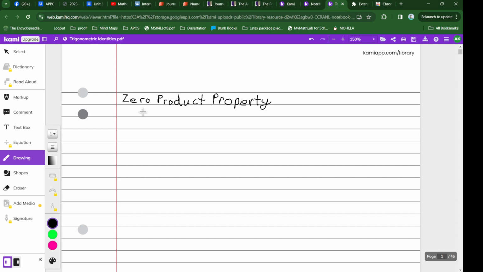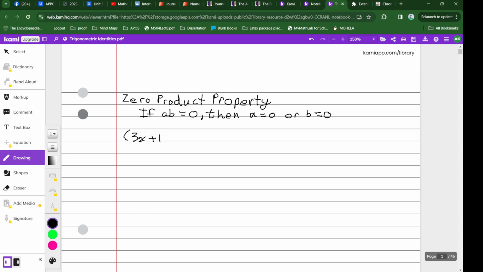Now, essentially, the zero product property says that if two numbers, a and b, multiply together to equal 0, then either A is 0 or B is 0. And this is something that we used a lot in Algebra 1 and Algebra 2 and even some in geometry. It is essentially the way that we solve equations like this.